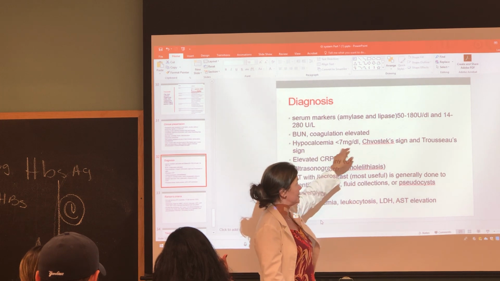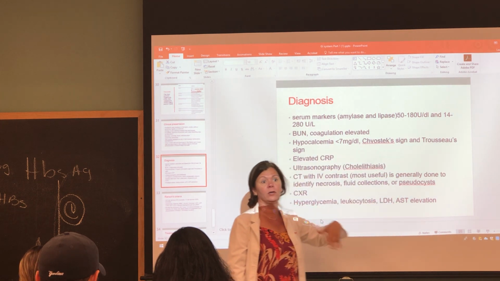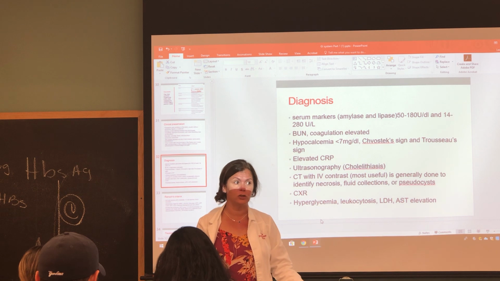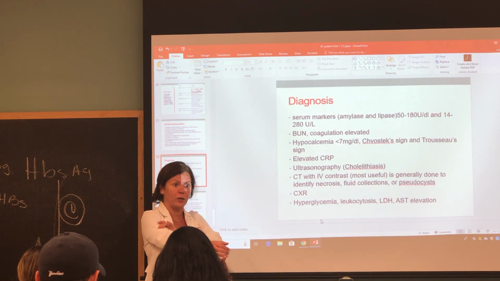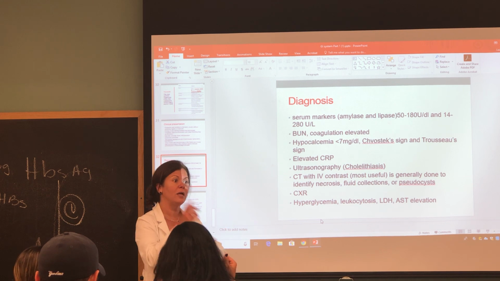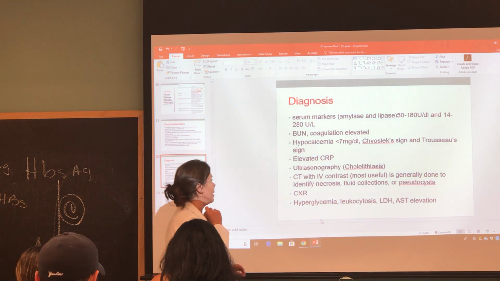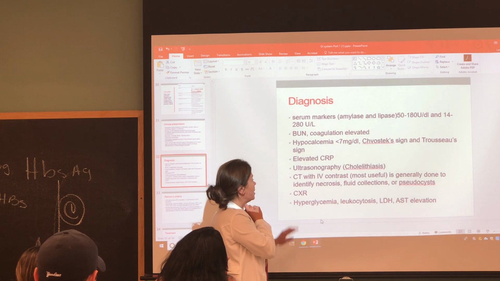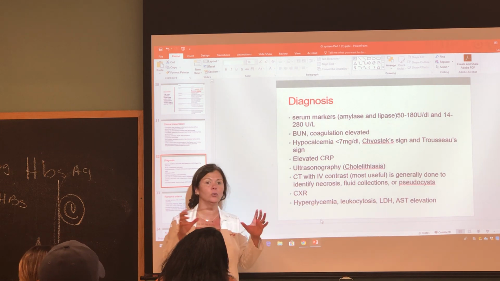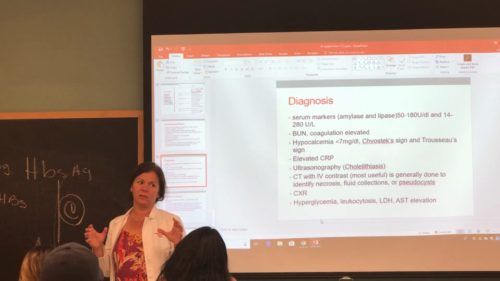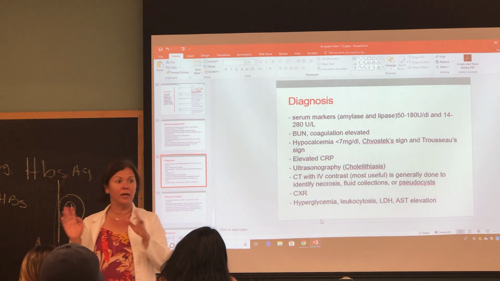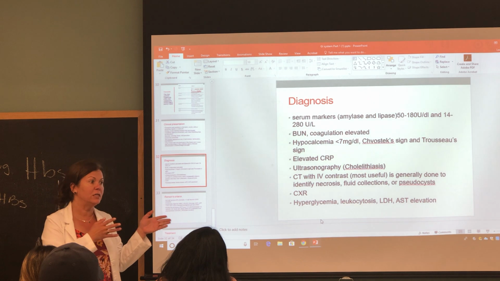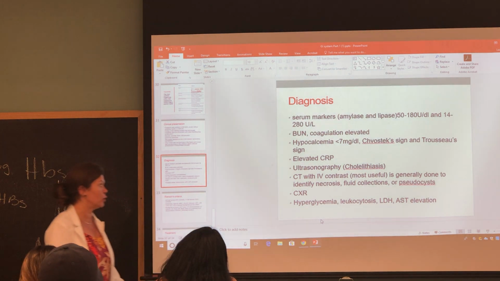Having hypocalcemia less than 7, you know that you can have not only muscle weakness, but in addition to that, you can have the Trousseau sign, which is when you take the blood pressure, the patient has a muscle spasm, and the Chvostek sign when you tap the face, okay? And what else? How do you visualize the pancreas to be able to see that there is also edema surrounding either the head, the body, or the tail? CT scan of the abdomen with IV contrast.